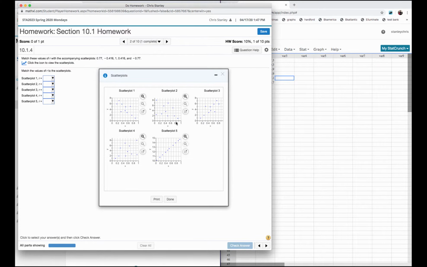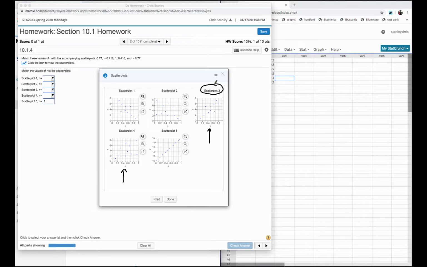Okay, so this one looks like a perfect scatter plot 5. So that should be an R of 1. Anything that's moving upward is going to be positive. Anything that's moving downward is going to be negative. So this is going to be positive and this is going to be positive. So which of these two looks stronger? See if you can make that decision, because I can see that they're both positive.